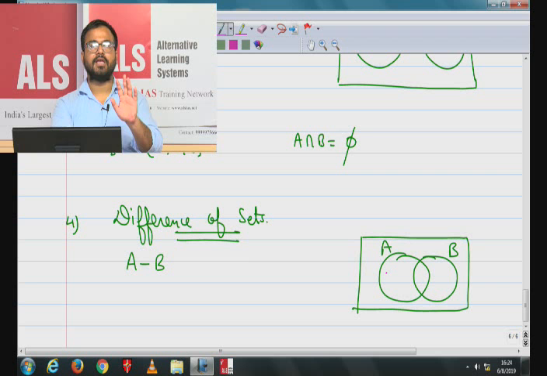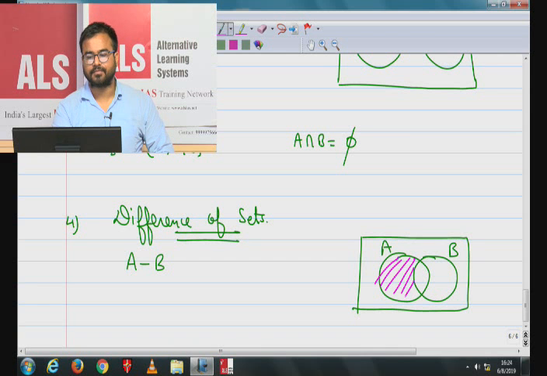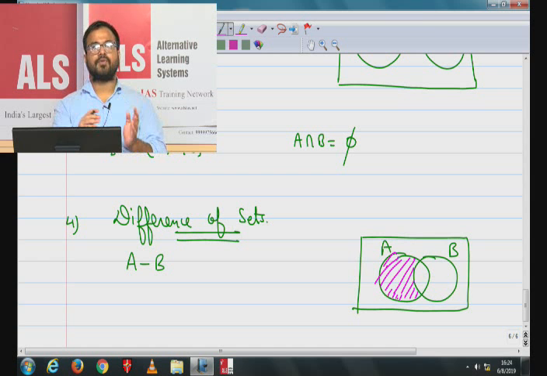So from A we have to eliminate all the elements which are the part of B. So we will be left only with this region, this pink region. So from A, if you have removed all the elements which belong to B, that will be known as the difference of A and B, or you can say A minus B.